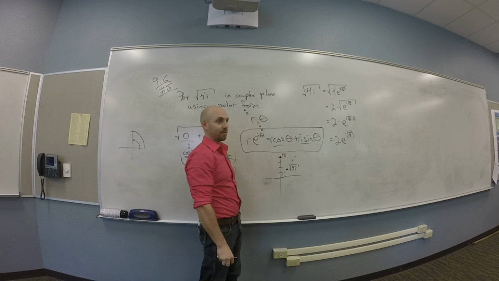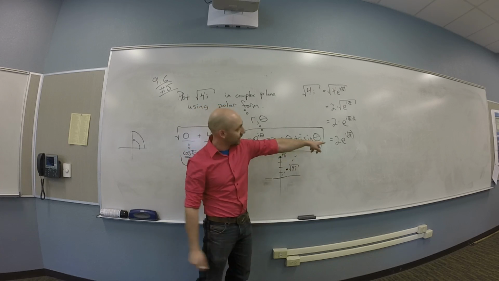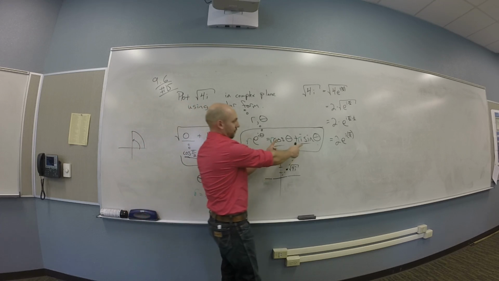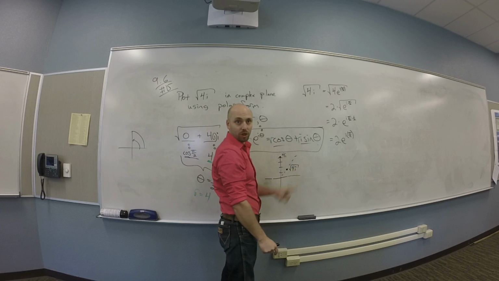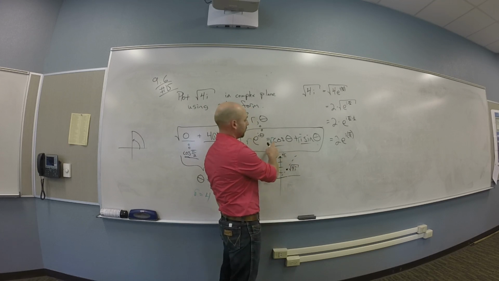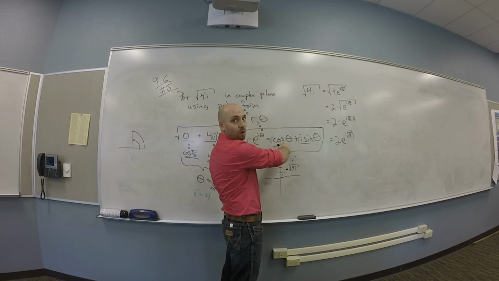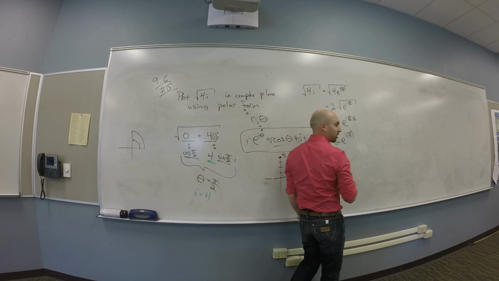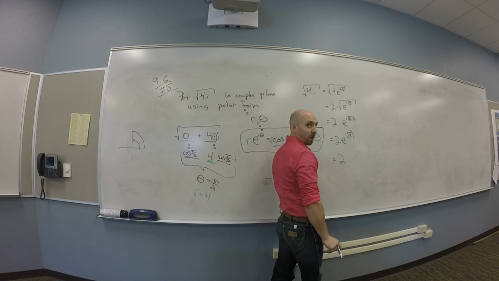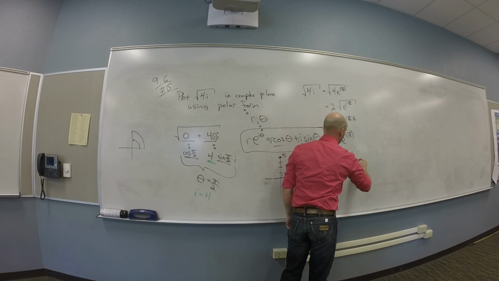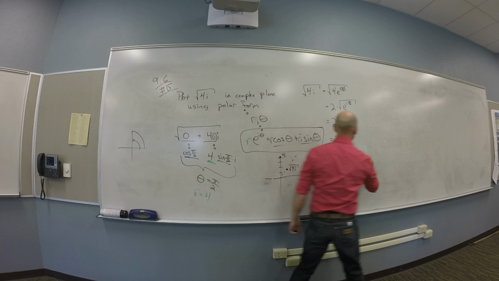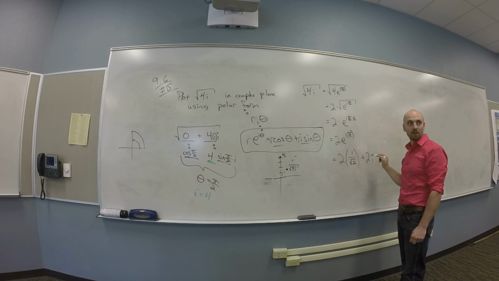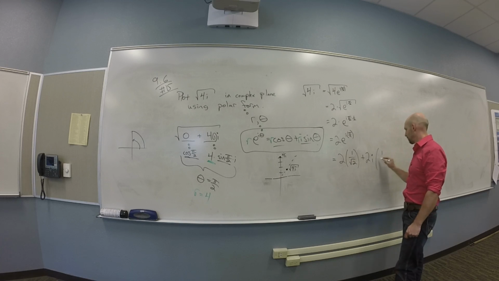You guys cool with this? And if you wanted to get a value in the usual form, with a real part and an imaginary part, just calculate twice the cosine of pi over 4. So what's the cosine of pi over 4? 1 over the square root of 2. And then there'd be a plus 2i, and then what's the sine of pi over 4? 1 over square root 2, the same thing.